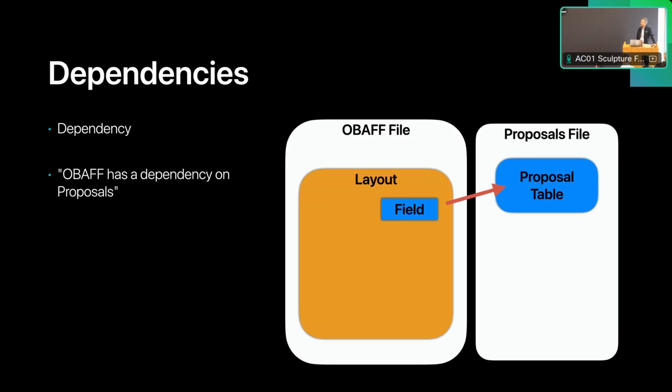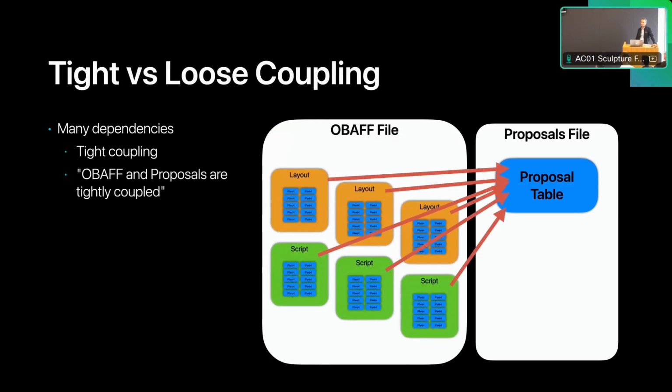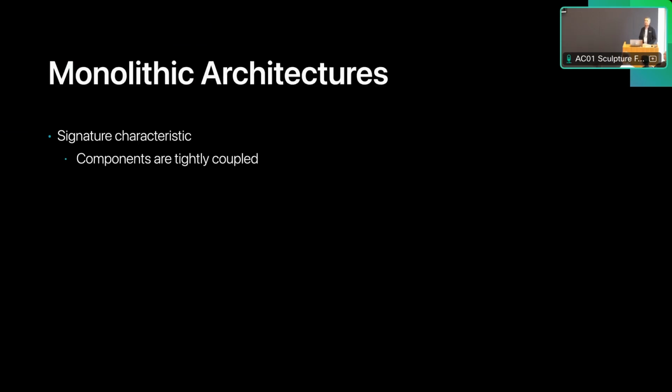If you have one field, you have one dependency. 10 fields, you have 10 dependencies. A FileMaker file might have thousands of these things, so it looks more like this, right? When you have many dependencies like this, we call it tight coupling, and we say that OBAF and proposals are tightly coupled. And that's a signature characteristic of monolithic architectures. Components are tightly coupled. Okay, but is that a problem?